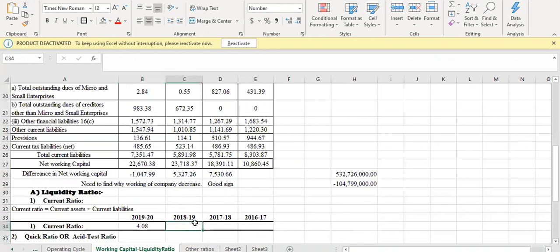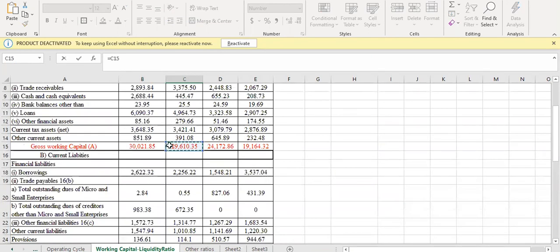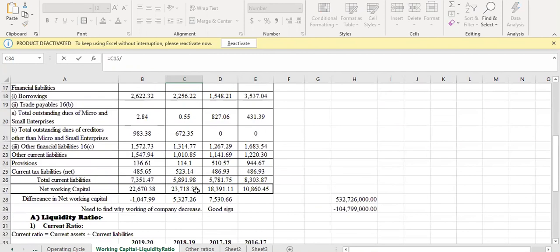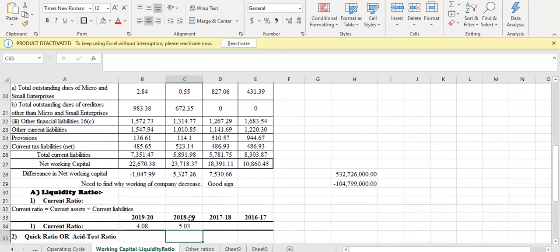Now this is 2018 also. I will show you how to calculate. This is current assets divided by current liabilities, and then afterward you can stitch the formula. So this is nothing but how you calculate a current ratio.